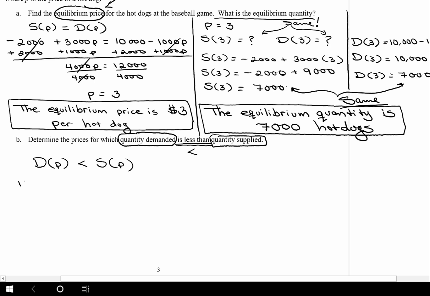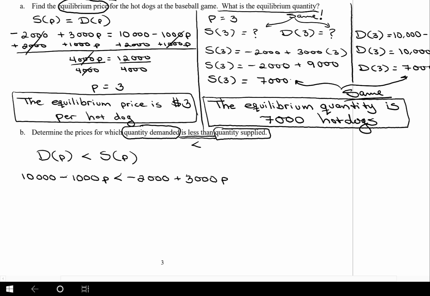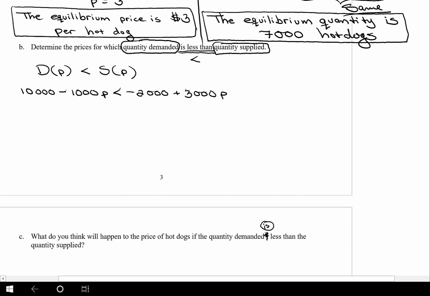And then let's substitute. What is D of P equal to? It's equal to 10,000 minus 1,000 P. And then we're going to set that less than, strictly less than, because it didn't say equal to. So strictly less than negative 2,000 plus 3,000 P. And we're going to solve this inequality. Let's go ahead and get all our P's to one side. Whenever I'm working with an inequality, I really like to get my variables on the left-hand side because it's just easier for me to read it as an inequality. It makes more sense. So I'm going to move all the numbers without variables to the right, and everything with a P on it is going to get moved to the left.